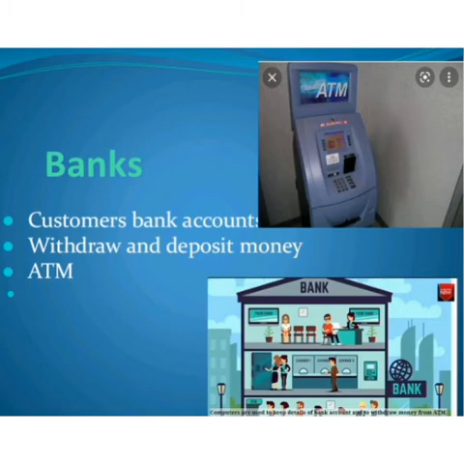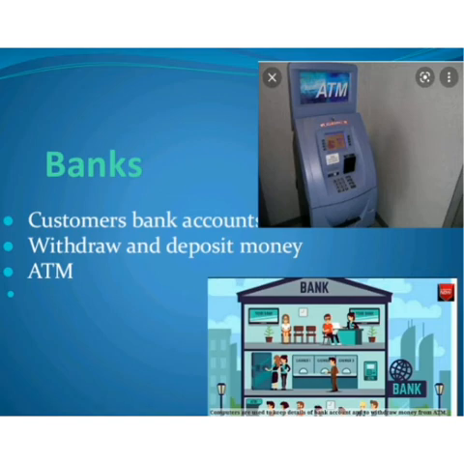So what is ATM? ATM means automated teller machine. So what's the use? It is used to store the details of customers' bank accounts. The second one is it helps us to withdraw and deposit money using a machine. So what's the name of that machine? ATM.